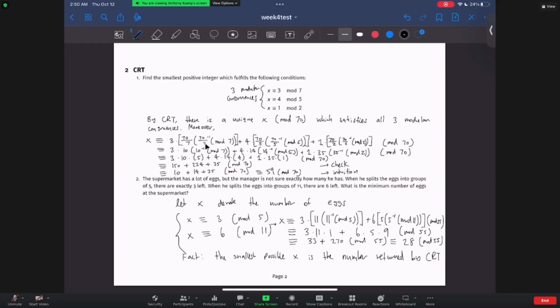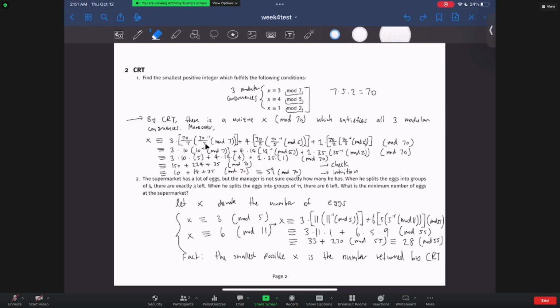We can also see that the mods themselves, 7, 5, and 2, are co-prime, so they share no common factors. And because we have this condition, we are now allowed to use the Chinese remainder theorem. What CRT states is that there is a unique x mod the product of these mods. So 7 times 5 times 2 is equal to 70. So there is a unique x mod 70, which satisfies all 3 modular congruences at the same time.